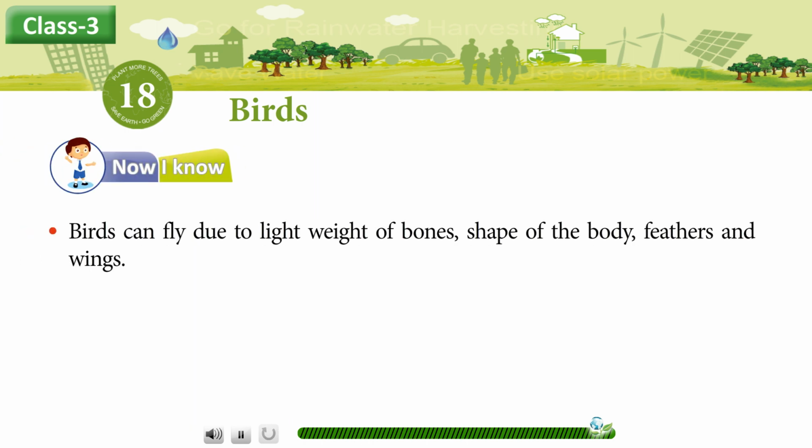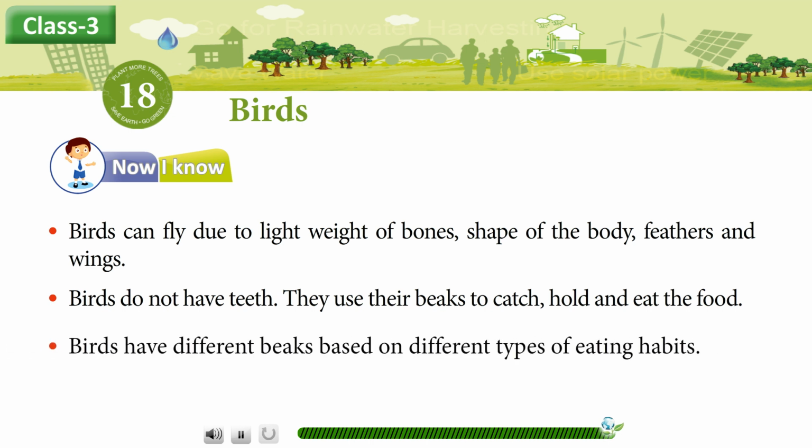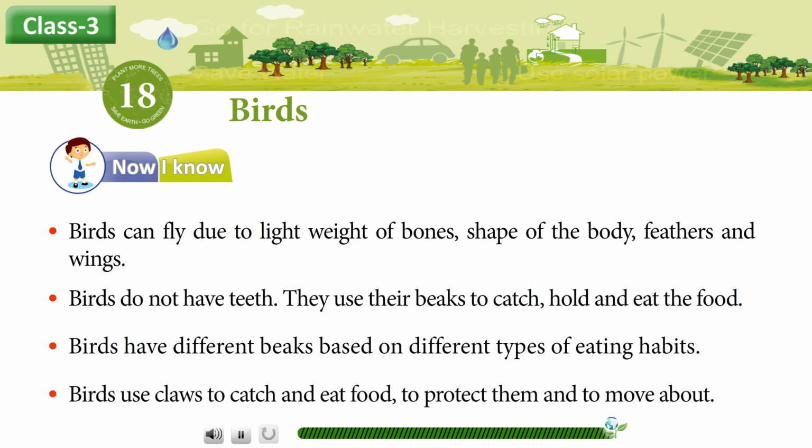Now I know. Birds can fly due to the light weight of bones, shape of the body, feathers and wings. Birds do not have teeth. They use their beaks to catch, hold and eat the food. Birds have different beaks based on different types of eating habits. Birds use claws to catch and eat food, to protect themselves and to move about.